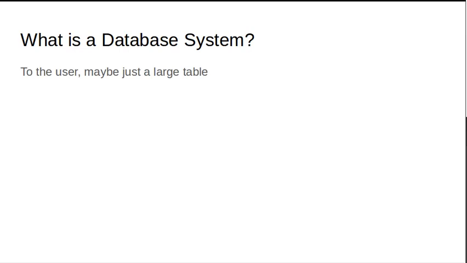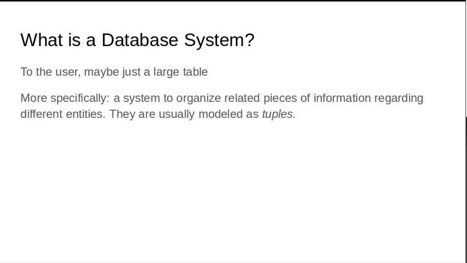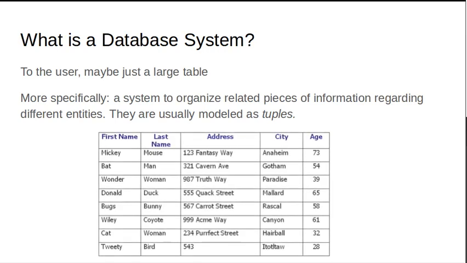However, more specifically, it's a system used to organize related pieces of information, and we usually think about it as different entities or objects if you want to think about it like object-oriented programming. Although we usually call them tuples, or they're the rows of our table. So this is how a table would appear if you wanted to print it. You could see that the rows of our table correspond to a single distinct entity from the others.